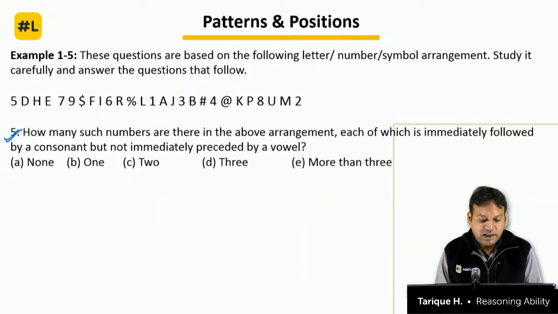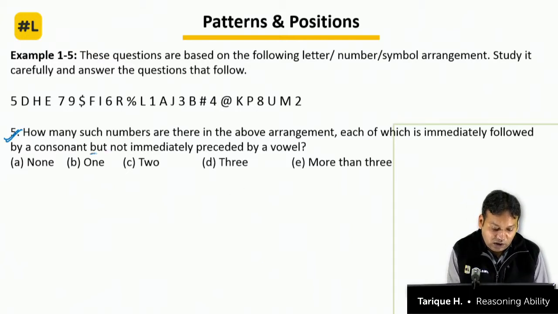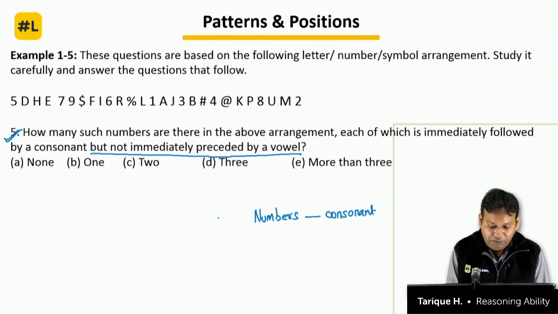How many such numbers are there in the above arrangement, each of which is immediately followed by a consonant but not preceded by a vowel? So first you should make the pattern that you are looking for. Each number should be followed by a consonant but not preceded by a vowel. So what can come behind? Anything except a vowel can come. That means a number can come, or a consonant can come, or a symbol can come.